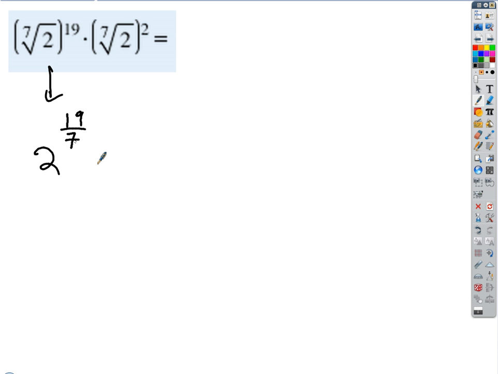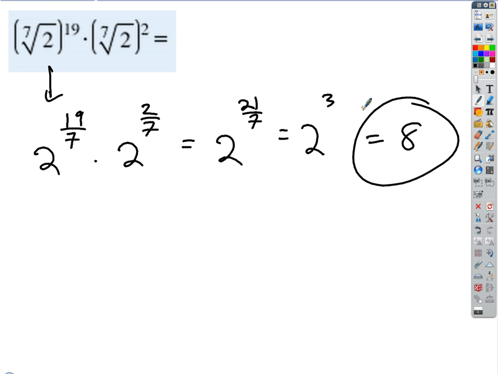And the answer can be 8, you're right. 2 to the 2 over 7. So we get like bases, it ends up being easy. We get 2 to what power? 21. Can't you divide by 3, right? Yeah, let's do cube.